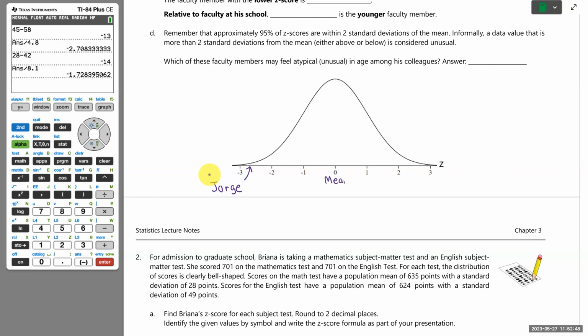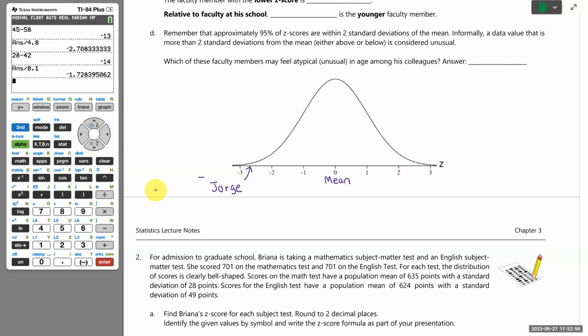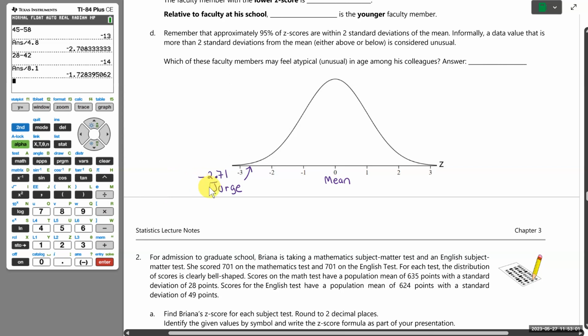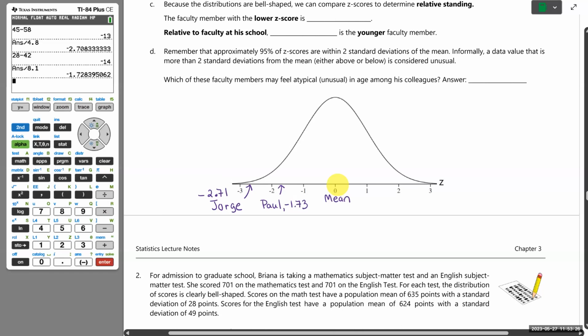So remember, the mean is always the center of any bell-shaped distribution. So George here, whose z-score was negative 2.71, as opposed to Paul. Paul was also below average at his school, but that z-score for Paul came out to be negative 1.73. All right, so both are below average at their school.